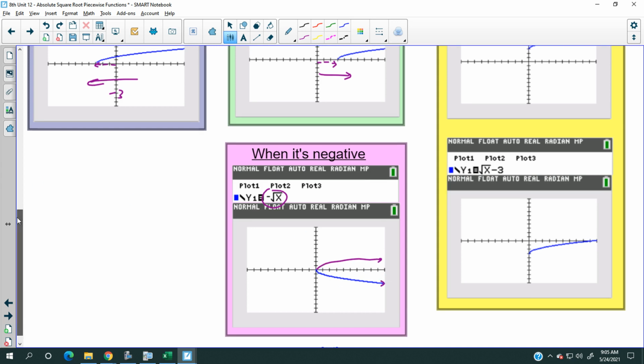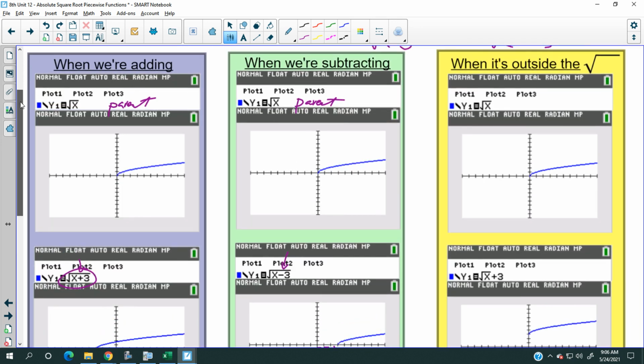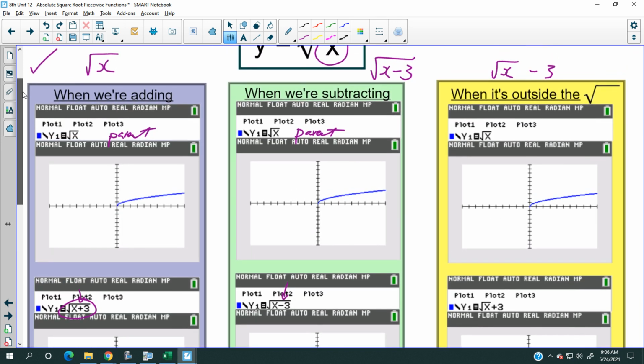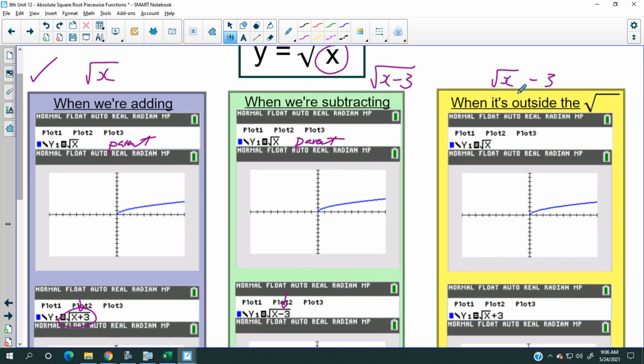Okay? All right? I'm going a little fast because sometimes I feel like, even though the topic's a little different, we're all saying the same things over and over at this point. Here, right? What happens when something is happening outside the radical sign? So here we got our parent function again, right? All the way on the right side.